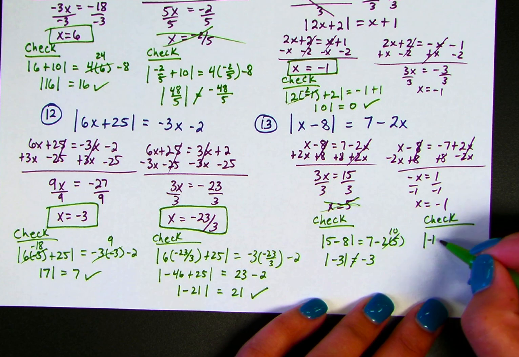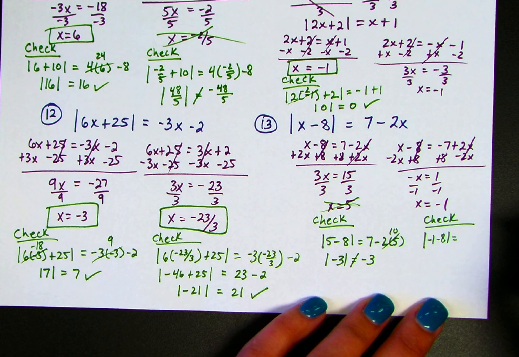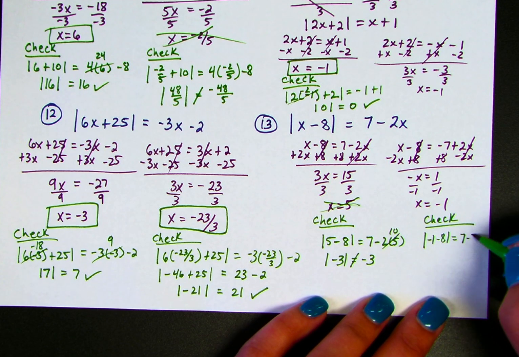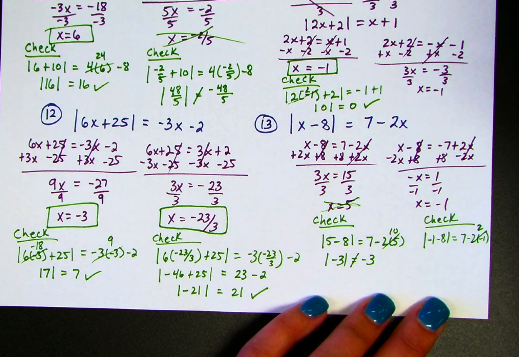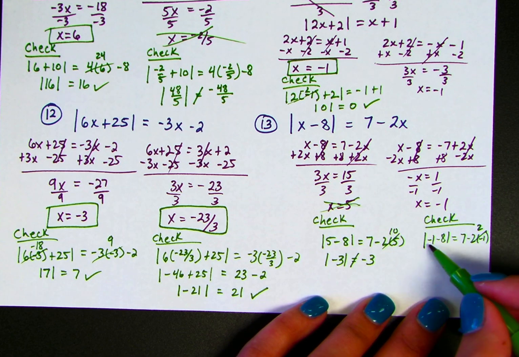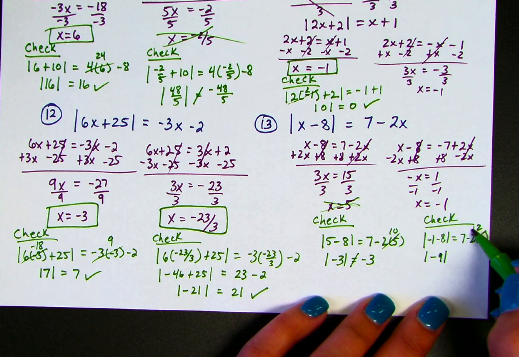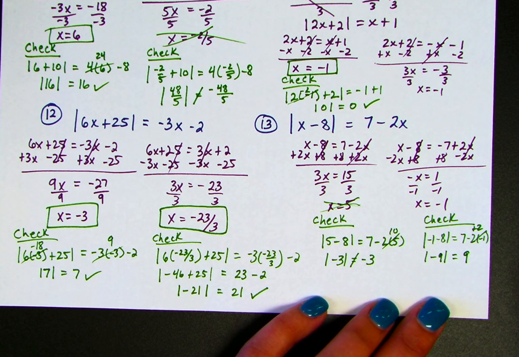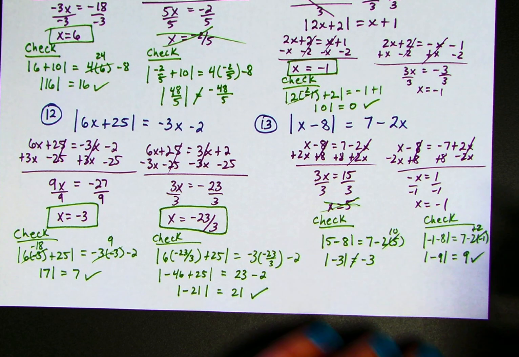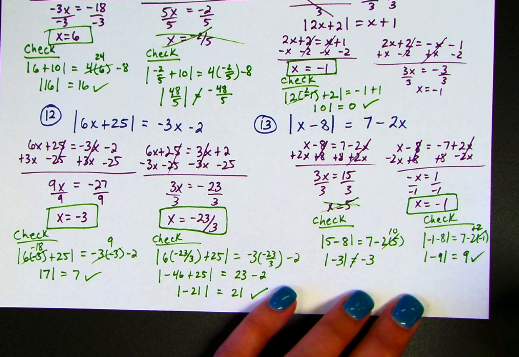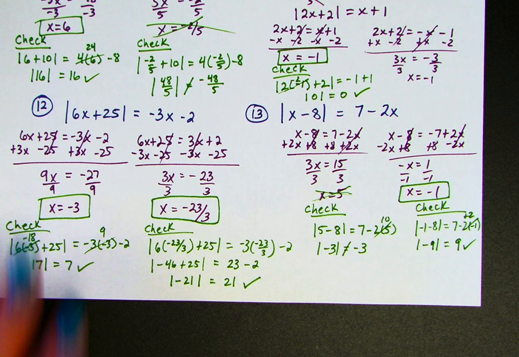All right, so we will have -1 minus 8 equals 7 minus 2 times -1. So this is really a positive 2. So this will be absolute value of negative 9. And then, so again, this became a positive 2, so 7 plus 2 is 9. So that is a true statement. So that means negative 1 is my only answer.